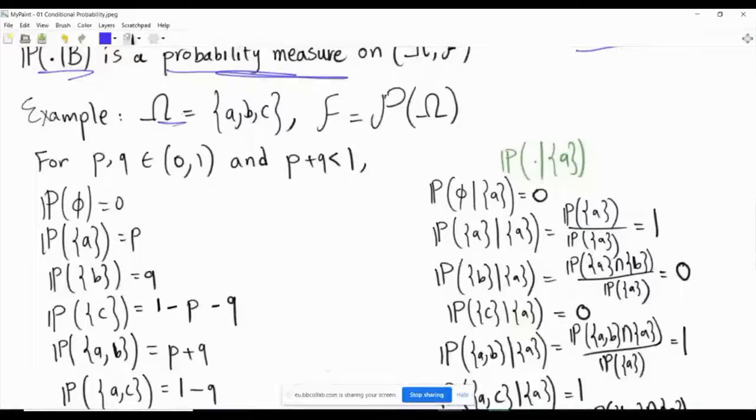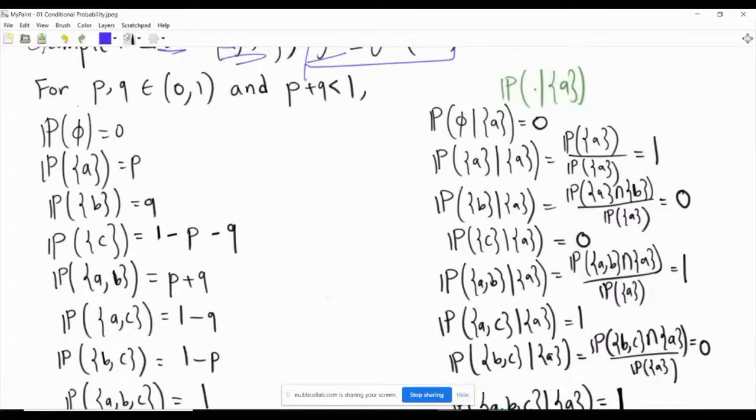So let's take omega to be {A, B, C}. Let's take the sigma algebra. This is a finite set. We said that for finite and countably infinite sets, you can just go for the power set as your sigma algebra, and you choose all possible subsets of big omega in your collection. So we'll choose the power set as our sigma algebra, and then we will do these probability assignments.